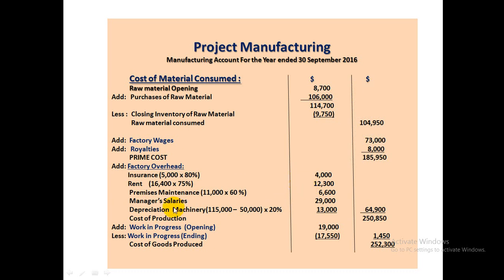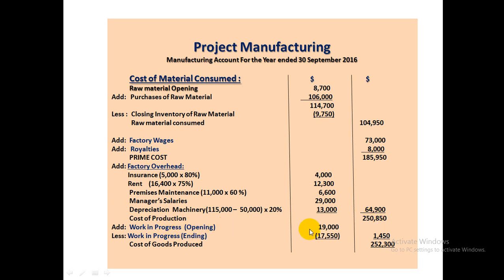We'll calculate the amounts. The factory manager's salary will be taken here. Depreciation on machinery using the diminishing balance method will be calculated by us. The total of factory overhead is this amount. This total factory overhead will be added to the prime cost to finally get the cost of production.